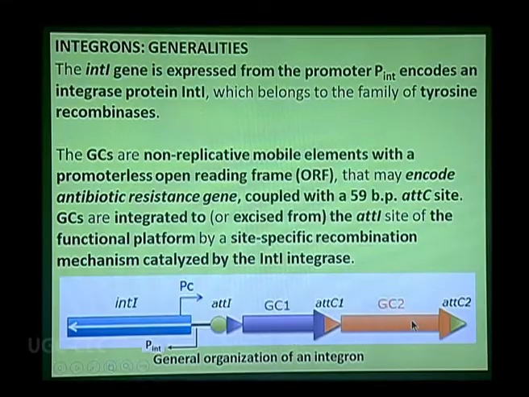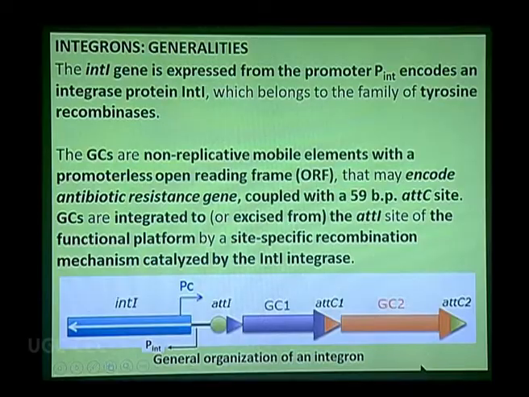All of the gene cassettes are coupled with a 59 base pair DNA element called the at-C site. For GC1 it's at-C1, for GC2 it's at-C2. This is the site that actually takes part in the recombination with the at-I site, and that recombination for incorporation of these gene cassettes from the environment is catalyzed by the int-I enzyme. This int-I enzyme sometimes also catalyzes not only the incorporation but also the excision of gene cassettes.